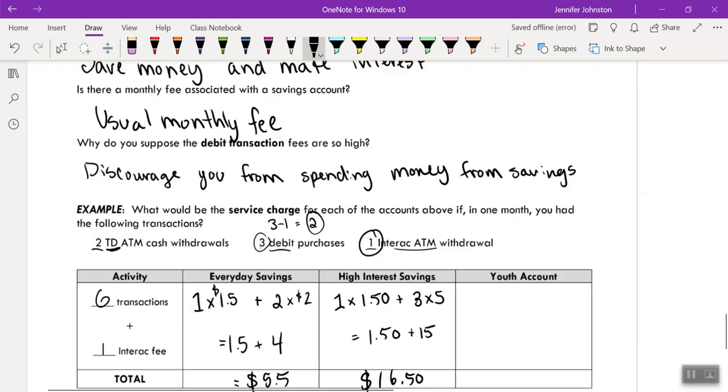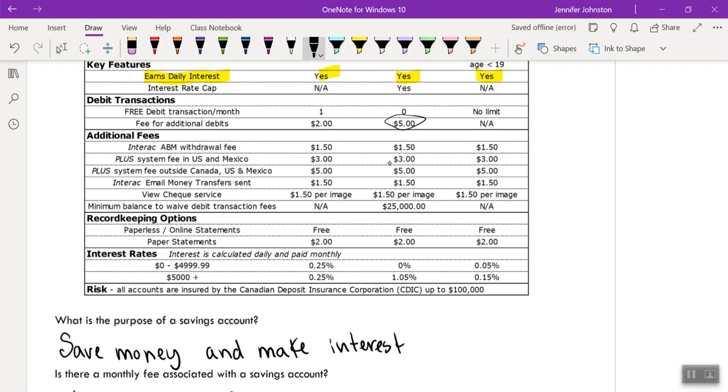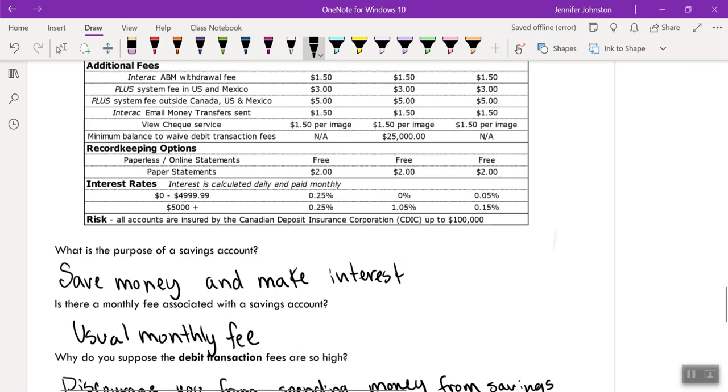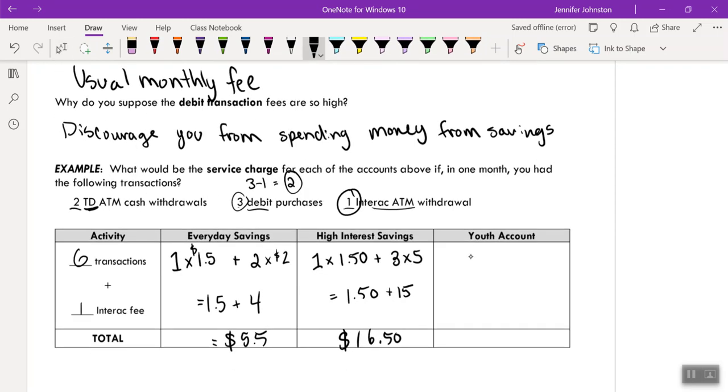And then for the youth account, did you have to pay? Just for your Interac, not the TD ones, it's $1.50. However, there's no price there. So if you made one Interac ATM withdrawal, you'd have to pay $1.50. That does not include the charge you pay at the ATM. Every ATM, when you take out money, also charges you a fee, and the bank also charges you a fee. We talked about how to get around that. And there's no fee for debit purchases. It's okay.